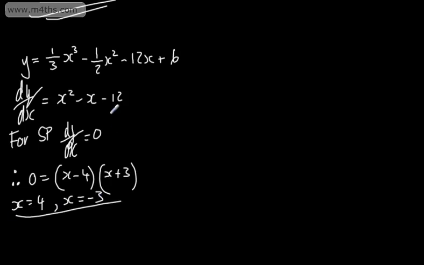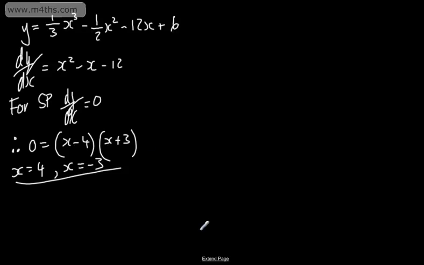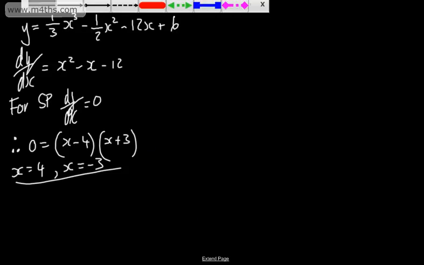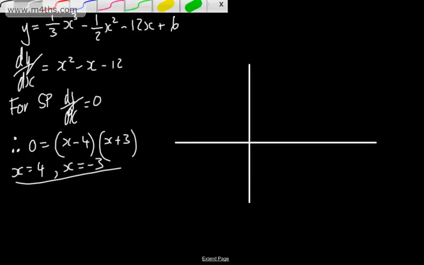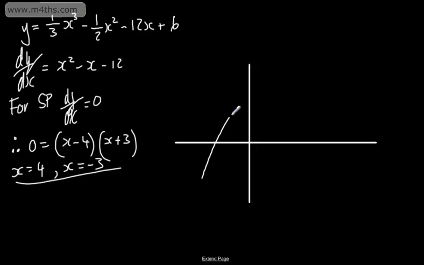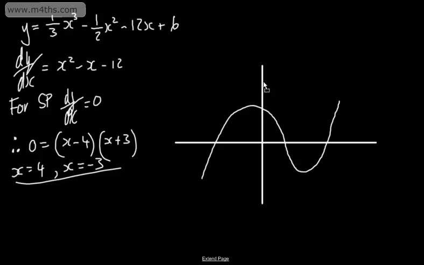If you wanted to find the y coordinates, you could go ahead and substitute in. What we've got here is a scenario, and I'll just draw a quick sketch. With a cubic, we're going to have a maximum of 2 stationary points. Let's say it looks something like that, and this really is just a sketch. Let's just move this axis across to make it right.